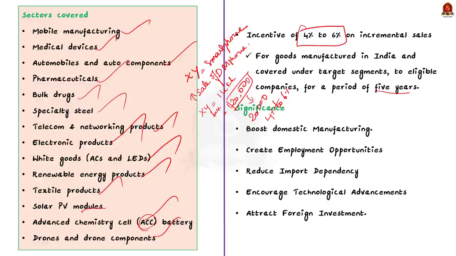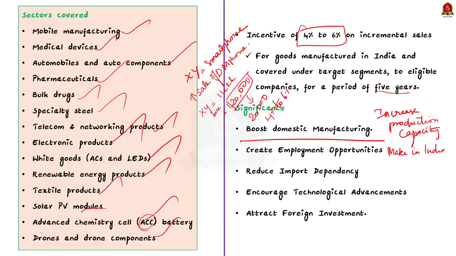See, firstly, it boosts domestic manufacturing. As I already said, the PLI scheme encourages companies to increase their production capacity. This contributes to reducing the country's reliance on imports and strengthens the Make in India initiative. Second significance is the creation of employment opportunities. The PLI scheme incentivizes companies to expand their manufacturing facilities in India. This results in generation of employment opportunities in India.